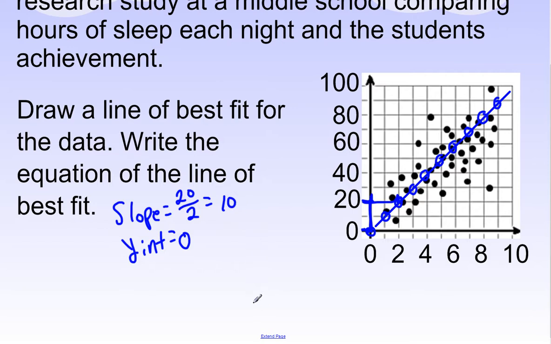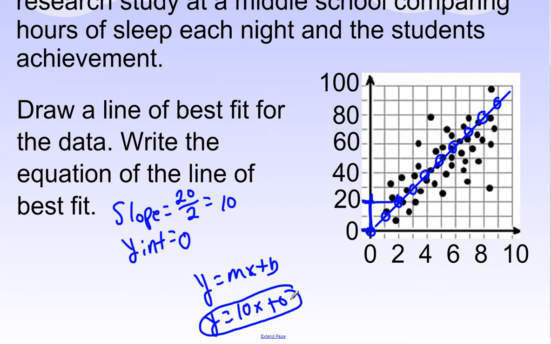So I would call the equation of this line y equals, we'll use mx plus b form, where m is your slope, b is the intercept. That would be the equation of my line. y equals 10x plus 0, where x is the hours you slept, and the y variable is your score, or your achievement. I don't know how they're measuring achievement, maybe grade. Okay, sweet. So draw a line of best fit, write the equation of the line, check.